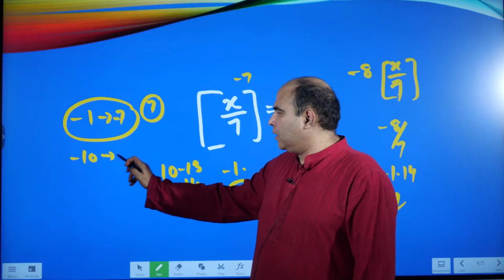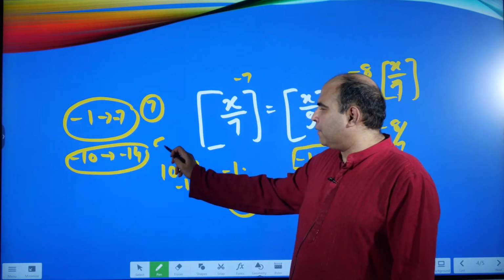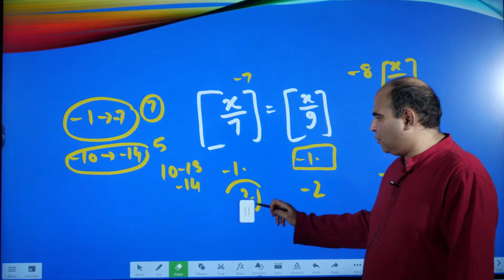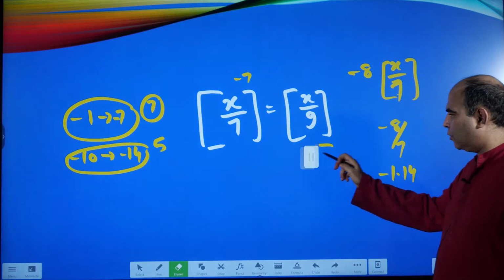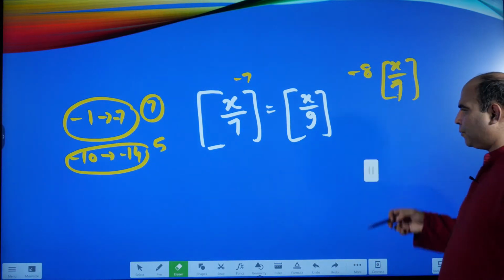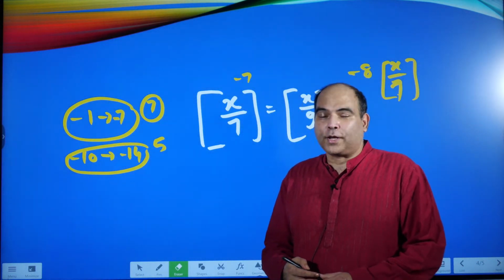Minus 10 to minus 14 is the next 5 values where they are equal. So that's 7 plus 5, 12. And this question is asking you to do a bit more than what normal aptitude questions will ask you. So if this is going to appear in an aptitude exam, if you just do the non-negative one, that's going to be enough for your case.